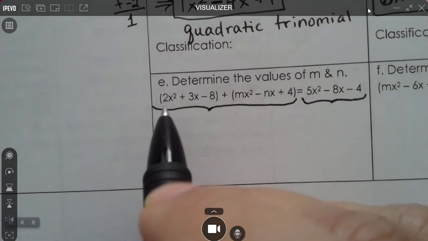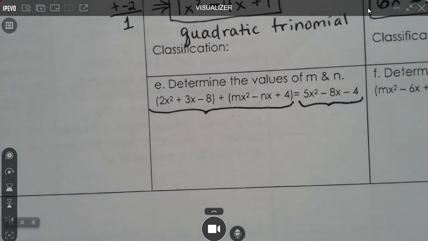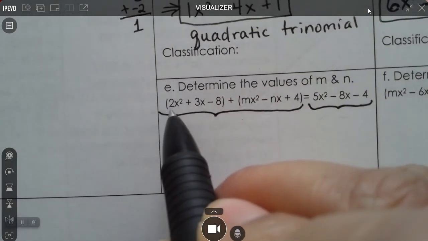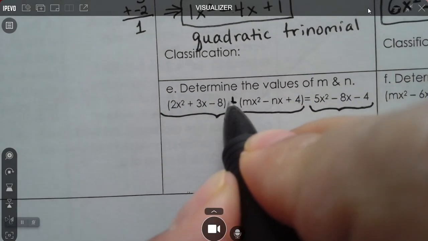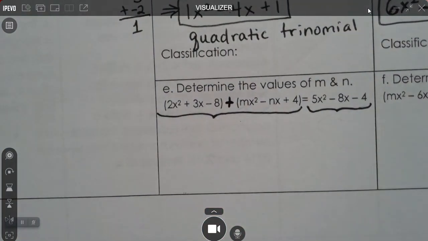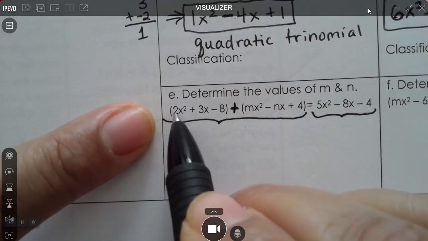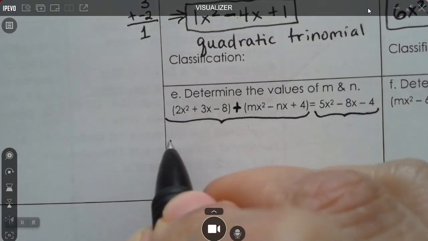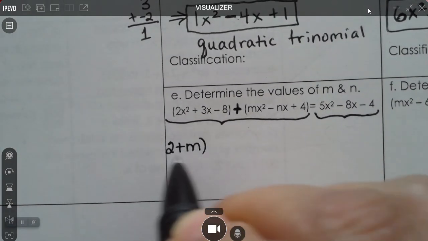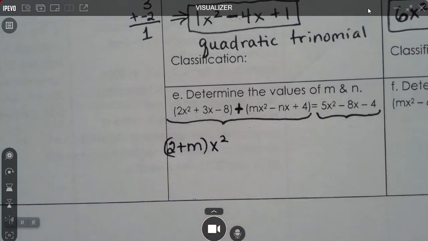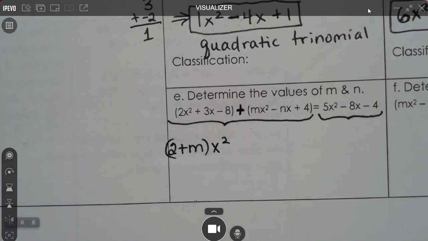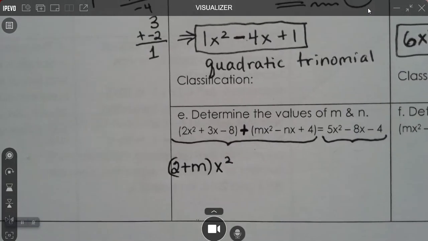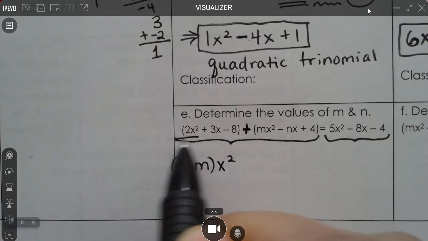All right, which ones have x squared? The ones that have x squared are the 2x squared and the mx squared. This is a plus sign, right? So that means no signs are going to change. So I have 2 plus m x squared. I guess I need to add the numbers in front. I don't know what m is, that's why I'm writing it like this. All right, that takes care of the x squared.